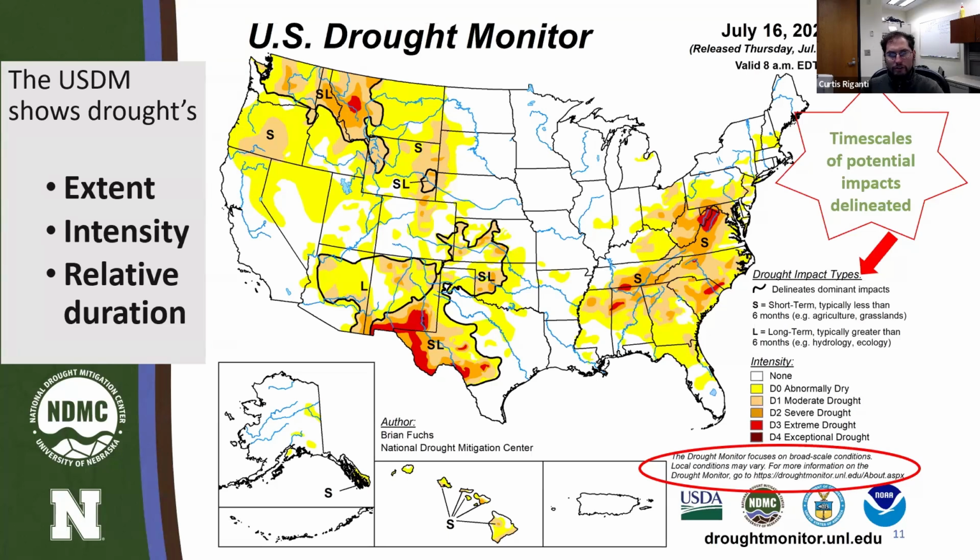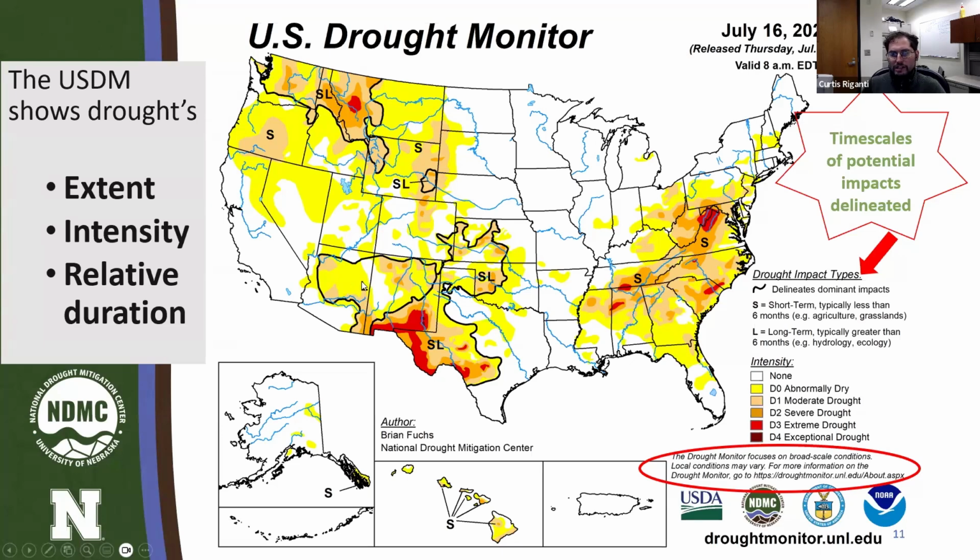You can also see the relative duration of drought, which you can sometimes infer from the types of impacts you could be seeing. You can see those with these solid thick black lines here and the letters on the map. So for instance, the area here in Arizona and New Mexico enclosed by this thick black line with an L in the middle of it, that means that Brian had put this area in long-term drought.